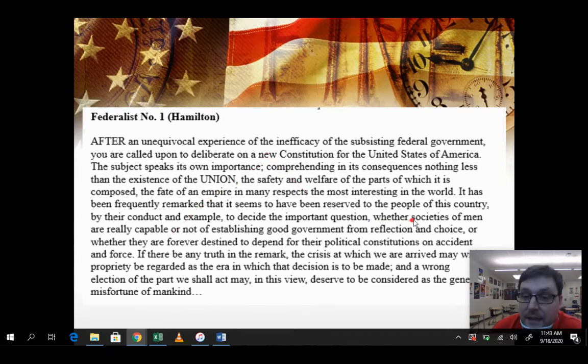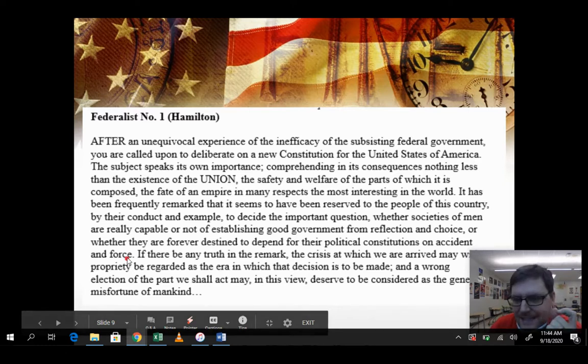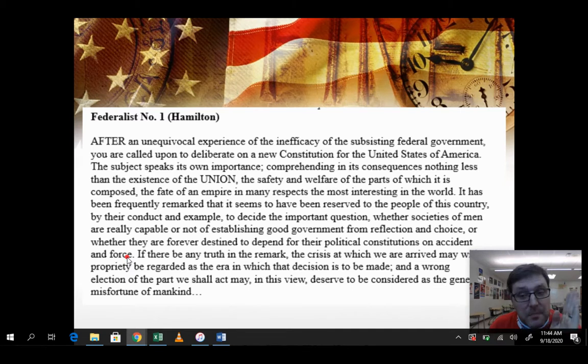It's up to us to decide whether or not we can have good government based on us sitting down after the craziness of the revolution, all the bloodshed and the emotions, and can the people use reflection and free will choice to create a government that will protect their rights? A good government. Can the people do that? Or is the human race forever destined to depend on our governments? That if they're ever good, it was on accident. Or if they ever keep the peace, it's because they force us into submission. That's what he's saying. Either the people can choose a government and rule themselves, or the people can't. And they need kings. Which is it?